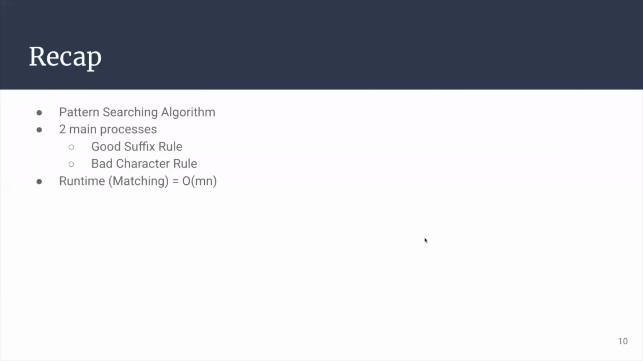So just to recap what we've gone over: the Boyer-Moore algorithm is a pattern searching algorithm. It consists of two main processes, which are the good suffix rule and the bad character rule. And the runtime for this algorithm, assuming that pre-processing has already been completed, is big O of M times N.